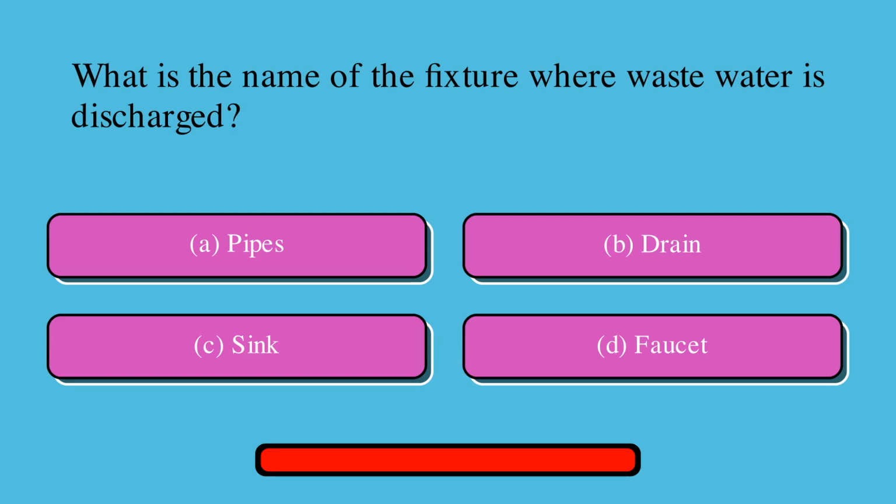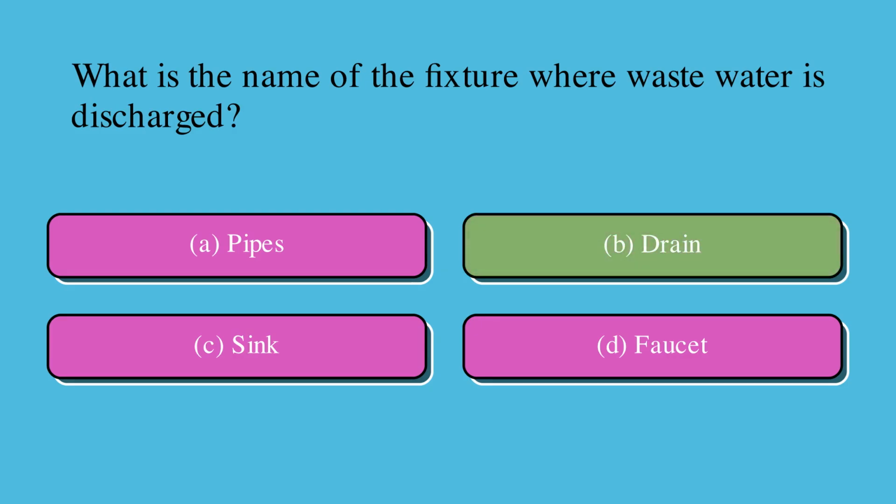What is the name of the fixture where wastewater is discharged? Is it A. pipes or B. drain or C. sink or D. faucet? The correct answer is B. drain.